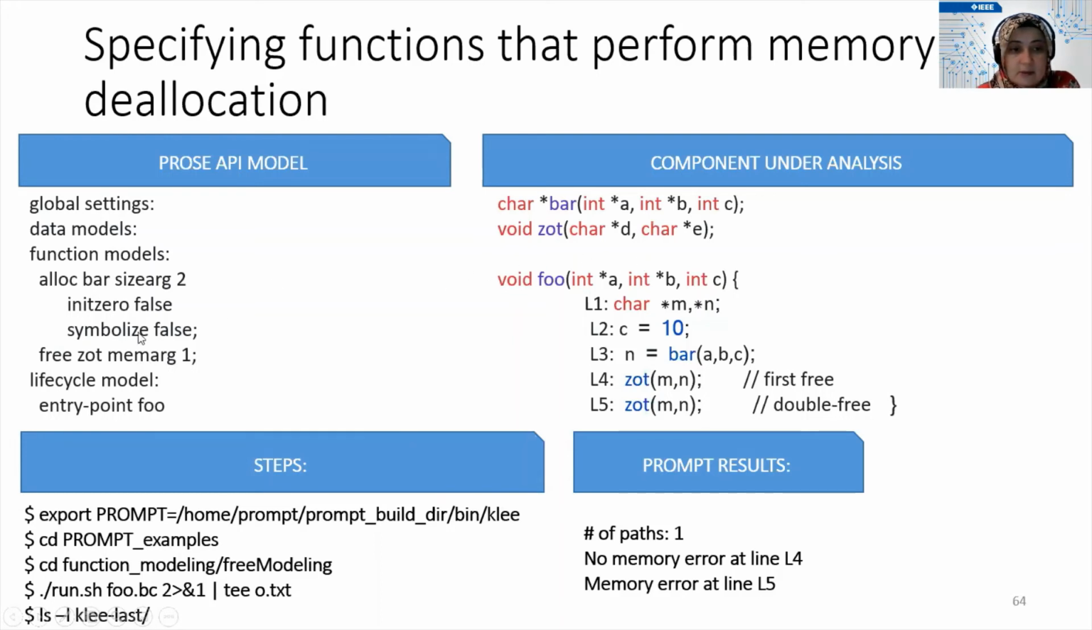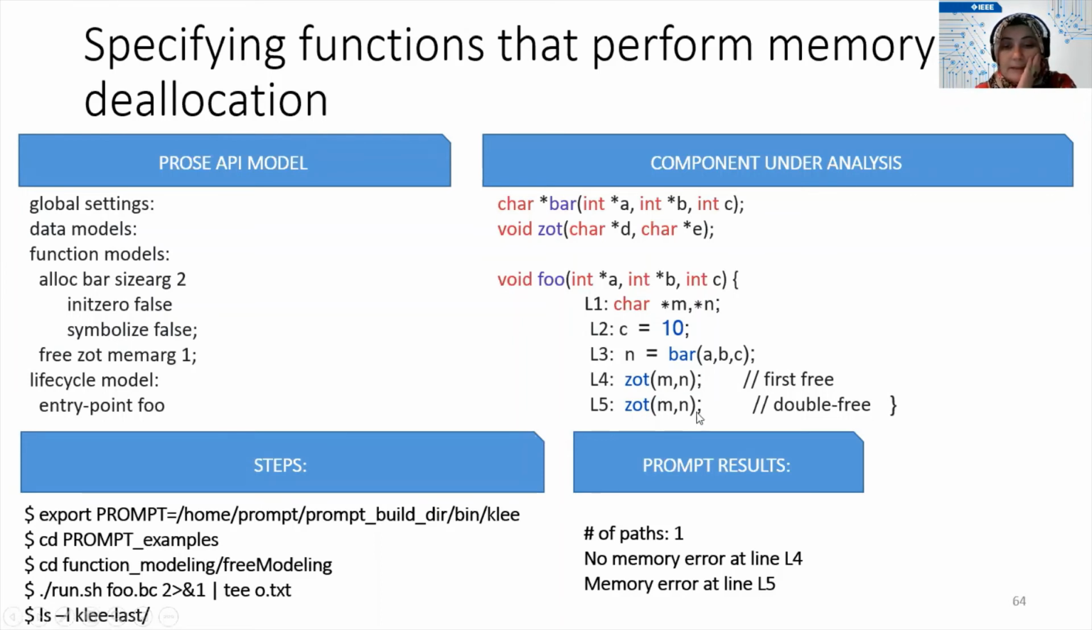So for instance, zot is defined as a deallocator, and we still define bar as an allocator with the arg size. So here bar creates a memory of size 10 bytes, returns the value and stores it in n, and then we pass n as the second argument, remember the index. So this will cause the memory to be deallocated, which is fine.